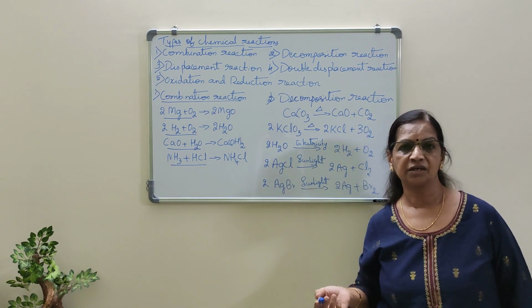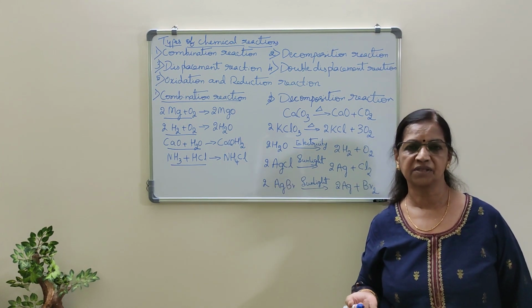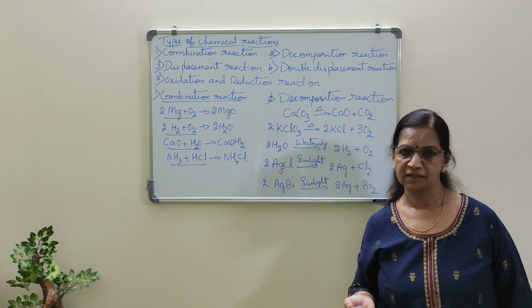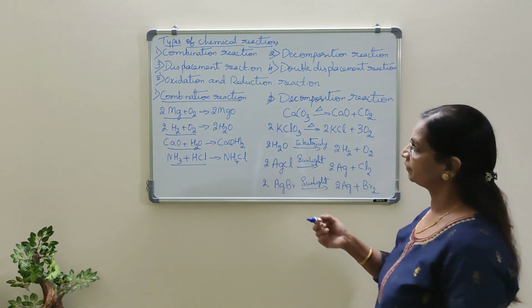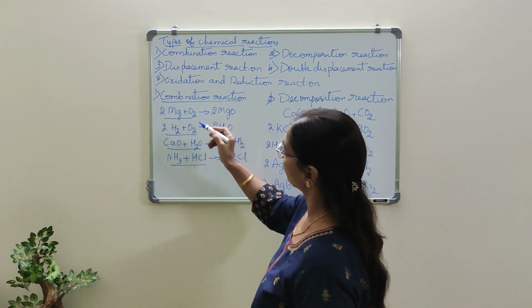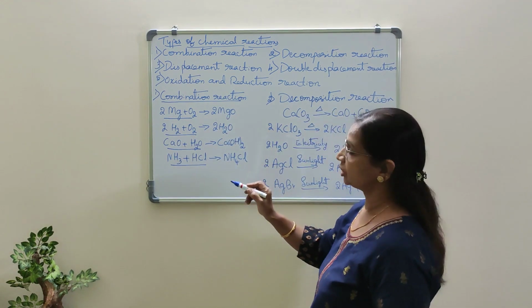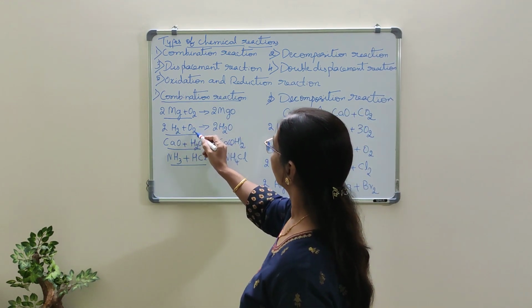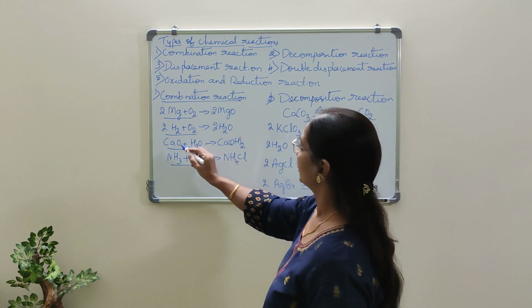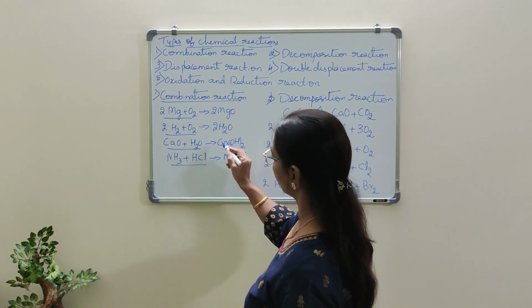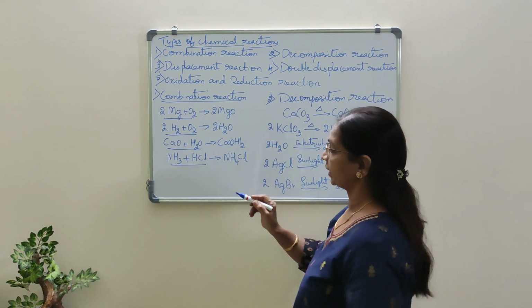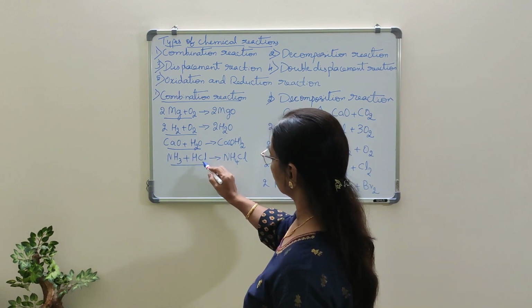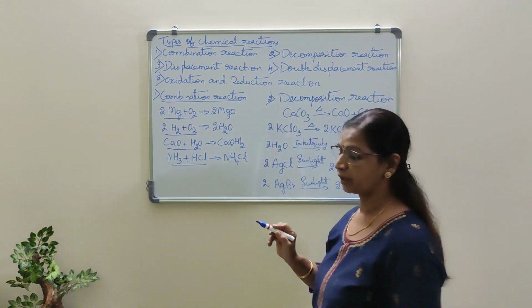It is the reaction in which two or more simpler substances combine to form a single substance. We have given the example of magnesium combining with oxygen to form magnesium oxide, hydrogen combining with oxygen to form water, calcium oxide with water forms calcium hydroxide, ammonia plus hydrogen chloride forms ammonium chloride.